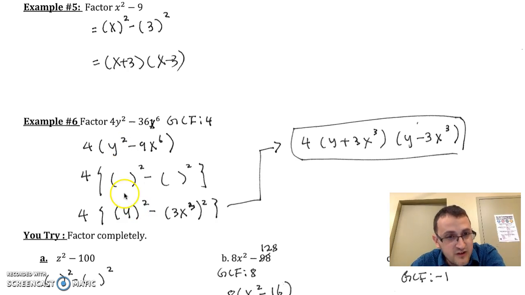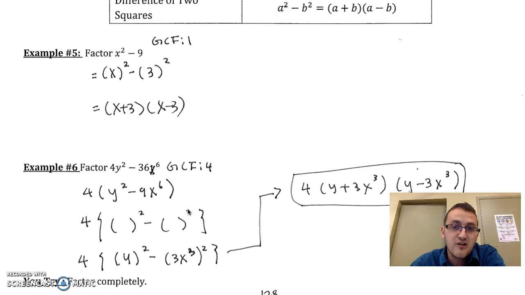Now, the square root of y squared is just y, so that's going to be our a. And in our b term, we ask, what's the square root of 9? That's 3. And then the square root of x to the 6th, well, if you take the square root of an exponent, you're just going to simply be dividing the exponent by 2. And we get that that's going to be x cubed. So my a term is y, my b term is 3x cubed. And I'm going to go to my formula. I got y plus 3x cubed times y minus 3x cubed. And then don't forget, you did take out the GCF.